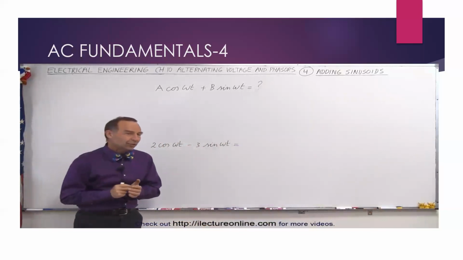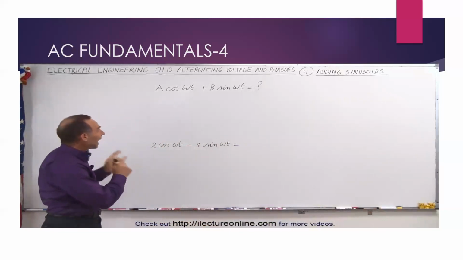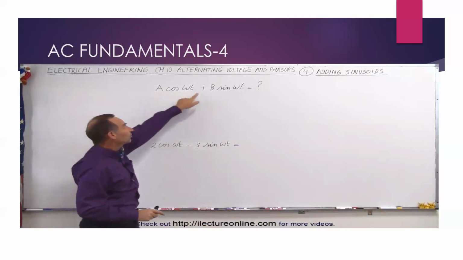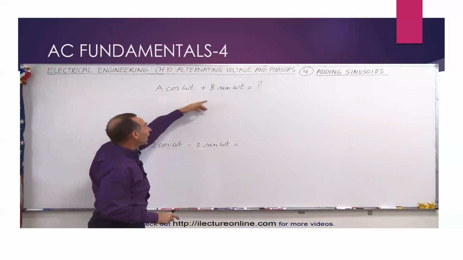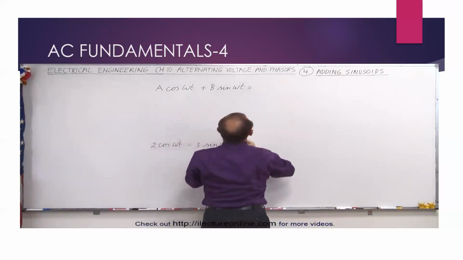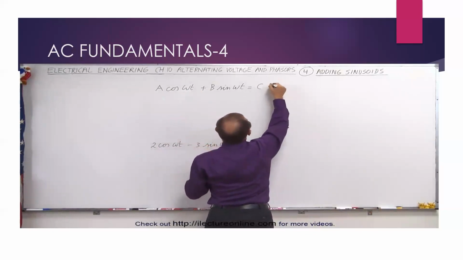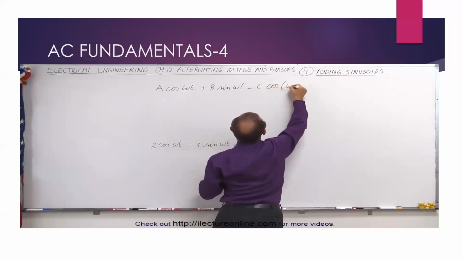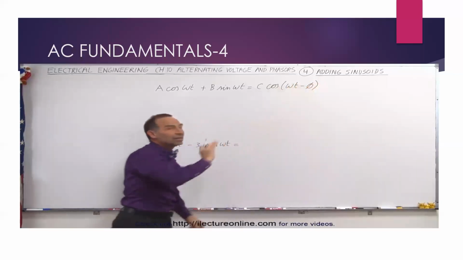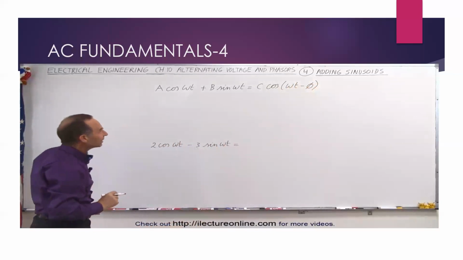Another great tool to have at your disposal is knowing how to add sinusoidal functions, especially when their amplitudes are not the same. When A and B are not equal, how do you add these together? Well, it turns out that's going to be equal to C times the cosine of omega t minus the phase angle. Now the question is, what is C equal to, and what is that phase angle equal to?